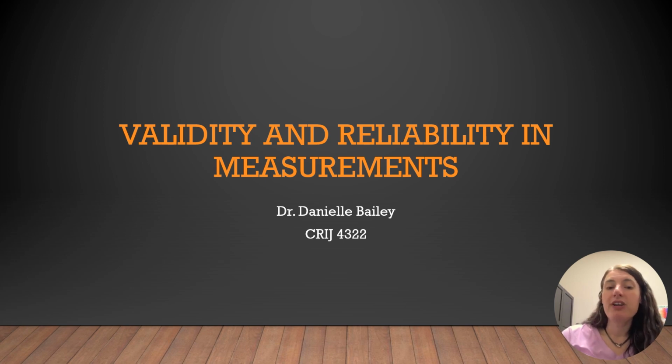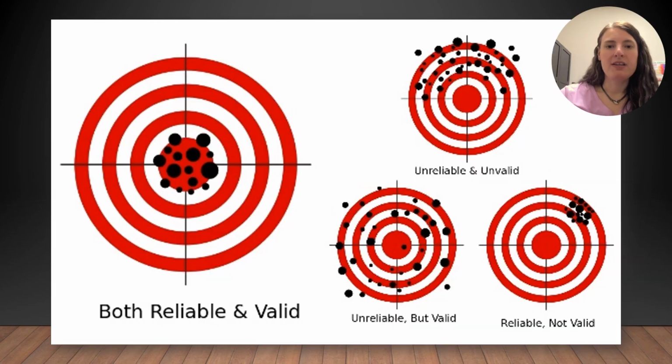At this point, you've already learned about the concepts of validity and reliability, and we've talked about how they can be affected by the research design decision. But there are also multiple ways that validity and reliability are influenced by the measurement decisions, and we're going to go over those here.